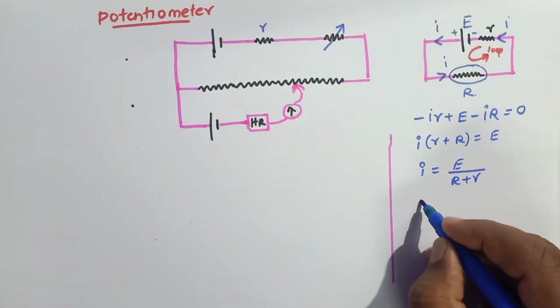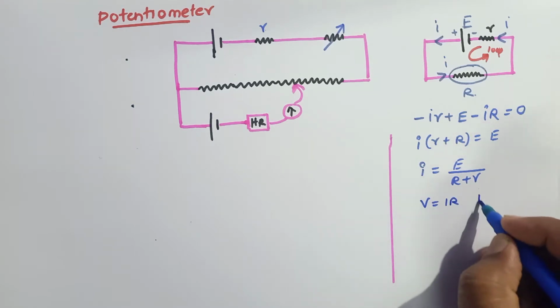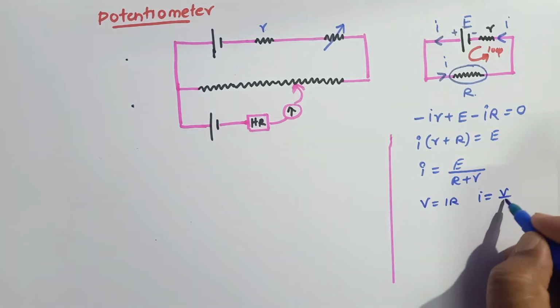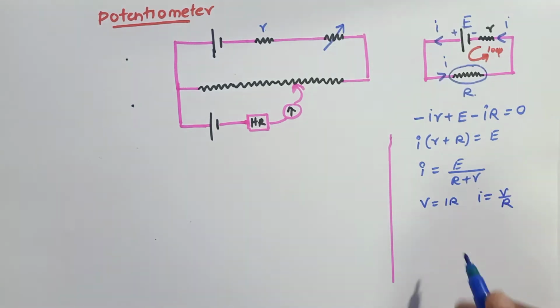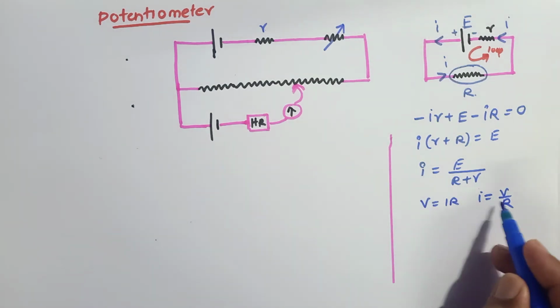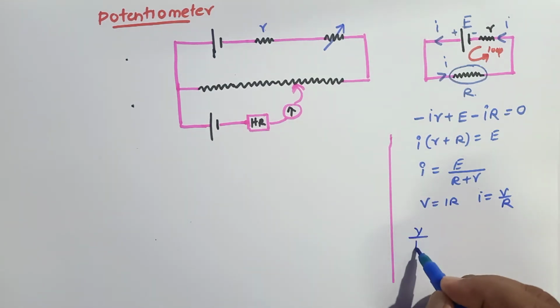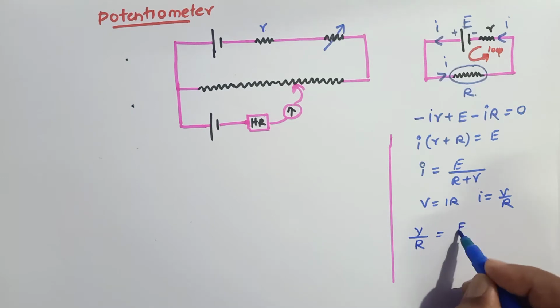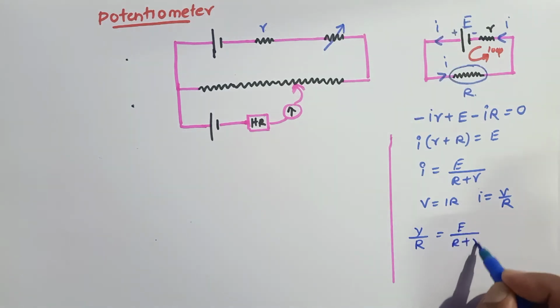You also know V is equal to I into R. I can be written as V by R. So you are substituting the value of I here in this case. So V by capital R is equal to E by capital R plus small r.